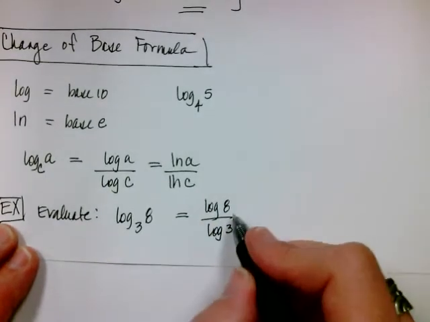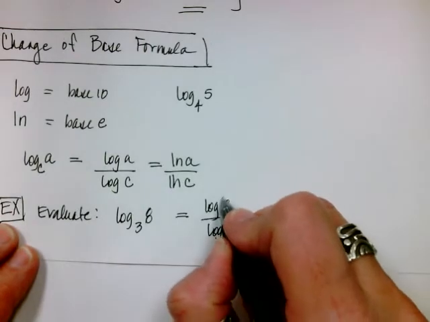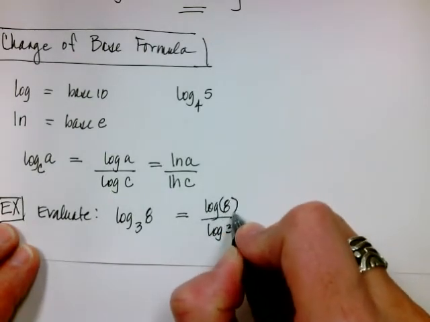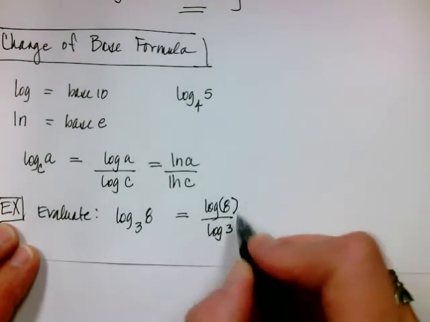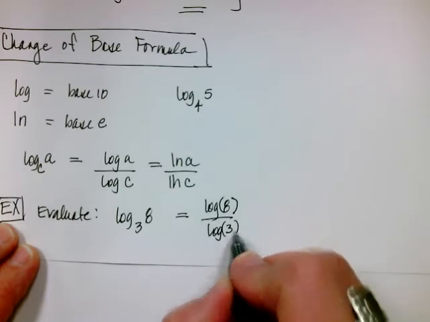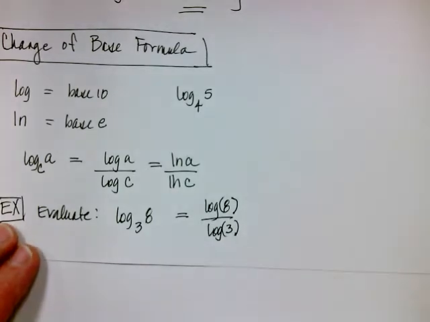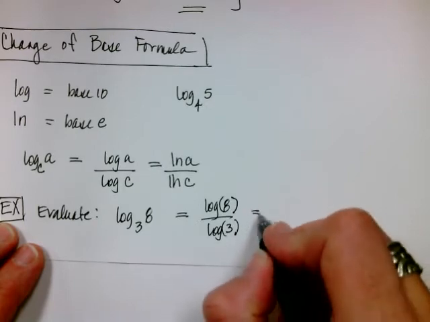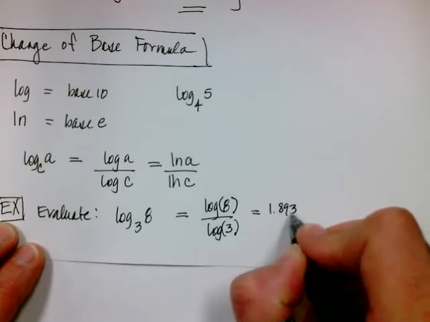And if I did that math in my calculator, when you hit the log button, it opens a parentheses. You need to close it. And then you would divide by, open, close. You need to be very careful to close those parentheses. And if I do that, I would get 1.893.